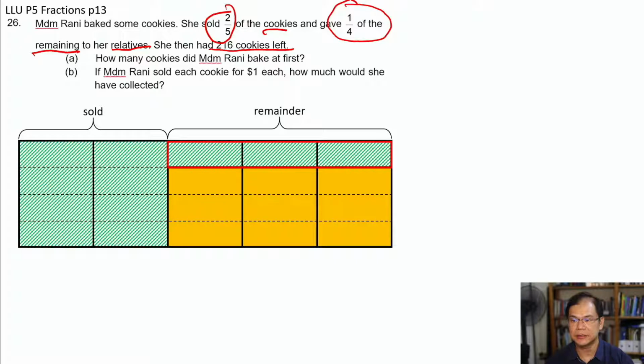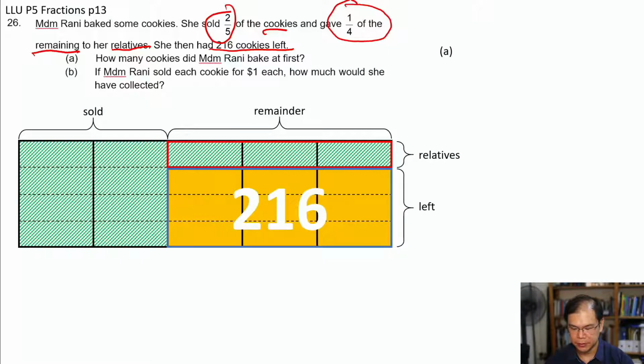So this is the amount sold to the, or given to the relatives, right? 3 units given to the relatives. She then had 216 cookies left. So whatever is not colored green, which are the orange units, is 216. How many units is that? 9 units. So I want to find out how many cookies did Madam Rani bake at first.